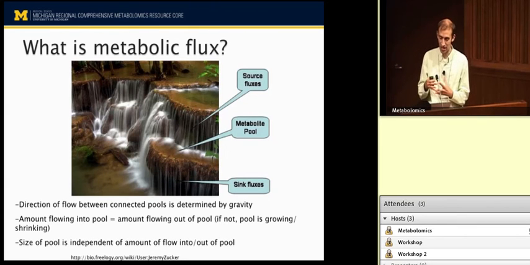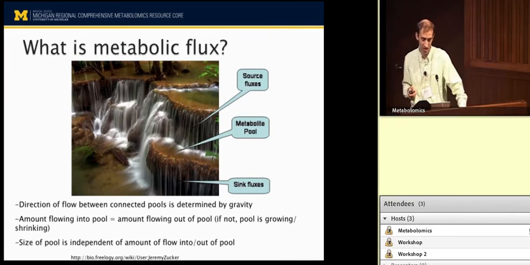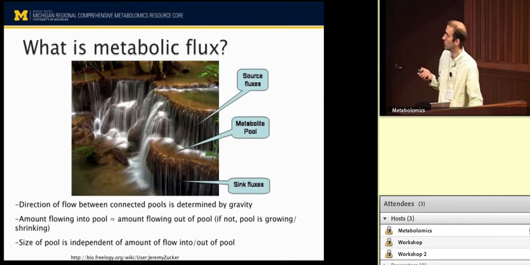So that's a means by which flux can alter the size of the metabolite pools, what you'd measure if you did a static metabolomics experiment, but they're not necessarily directly connected. And that's what I say in this last statement here, that the size of the pool is independent of the amount of flow into or out of the pool. Okay, so tomorrow Mahmoud will tell you about how we're going to go about measuring metabolic flux.